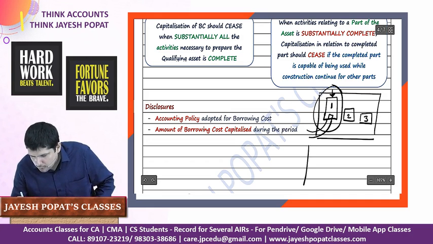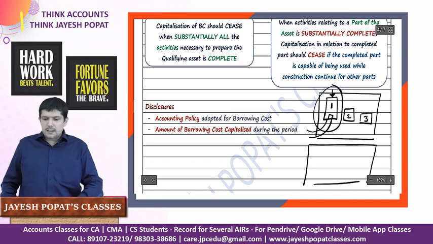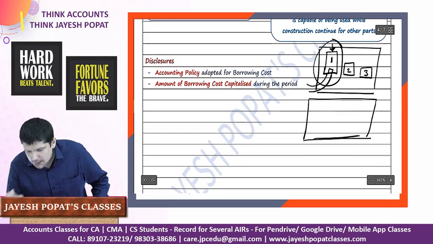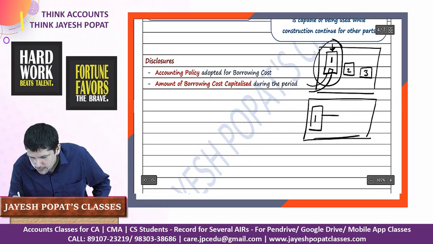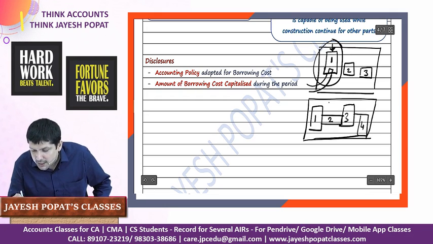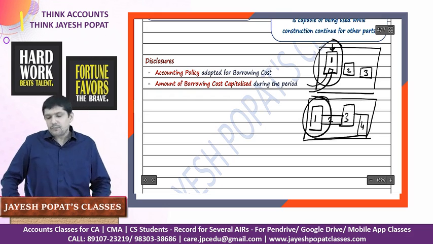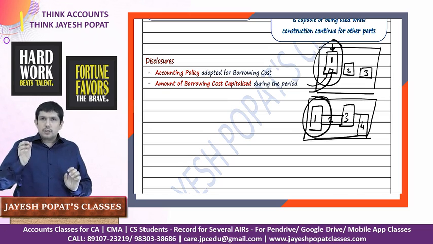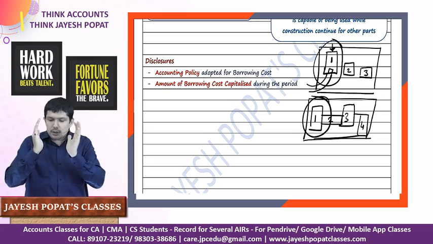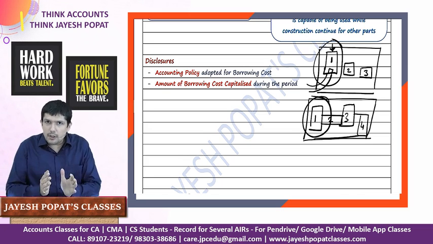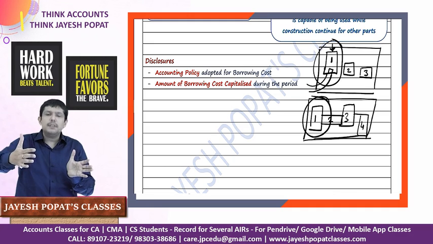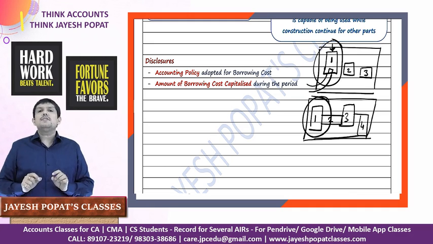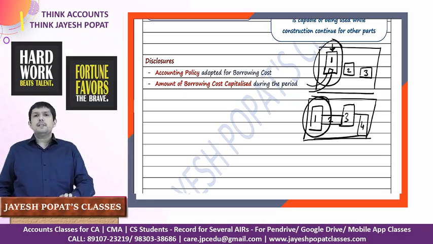But another example could be, look at this very carefully. Let's say we are making certain plant and machinery. Let's say this is the first component of the plant and machinery. This is the second component, this is the third component, and this is the fourth component. Let's say this first component is ready. The work is on the second, third and fourth components. Should we stop capitalization of borrowing costs on the first component? Answer is no. Why? Because on an independent basis, component 1 cannot be used. It is to be synced with all the other components and then it could be used. So in isolation, if it cannot be used, you should continue to capitalize the borrowing cost.